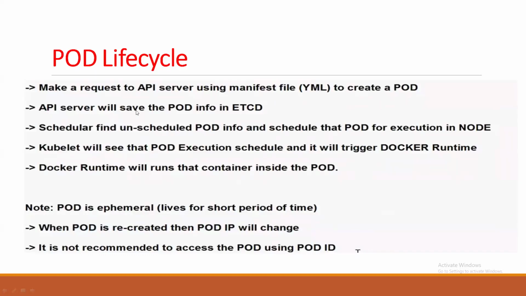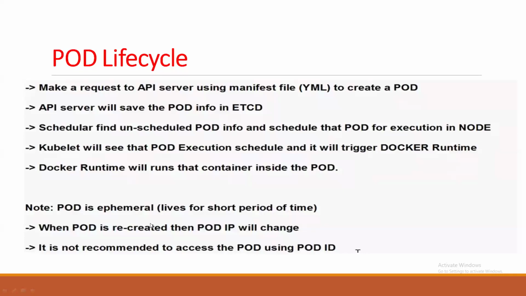The API server will save the pod info in etcd, whatever specifications you provided. The scheduler finds the unscheduled pod info and schedules that pod for execution on a node. It verifies which of worker node 1 and worker node 2 has the space to create the pod. Kubelet will see that pod execution schedule and trigger the Docker runtime. Docker runtime will run the container inside the pod.